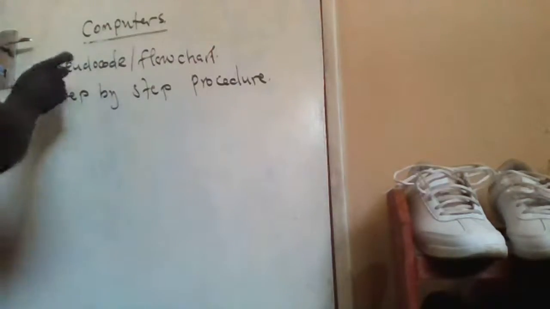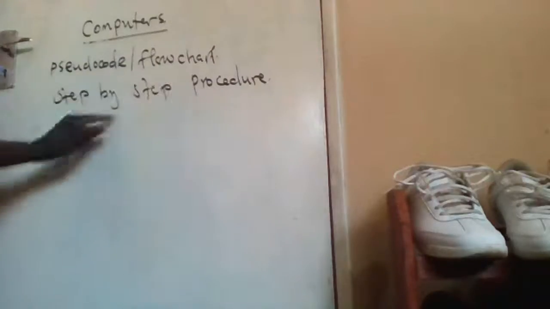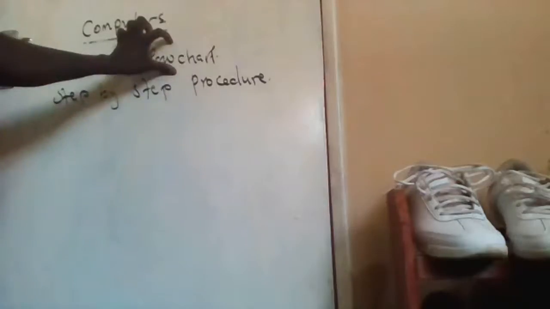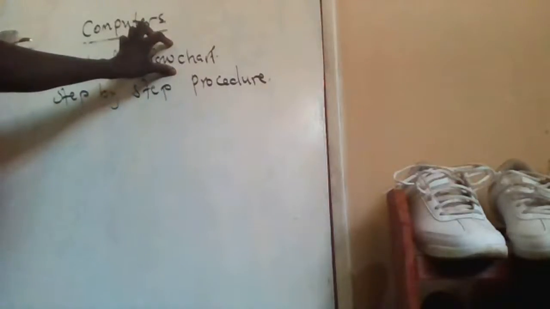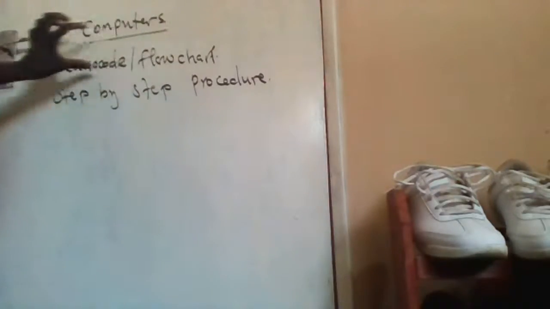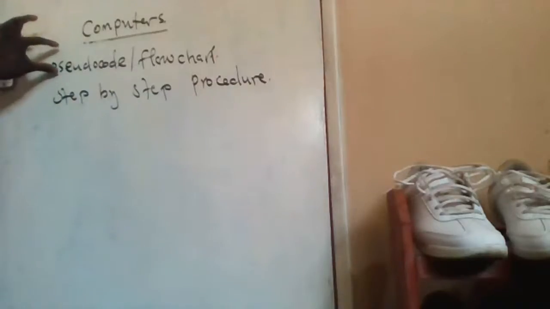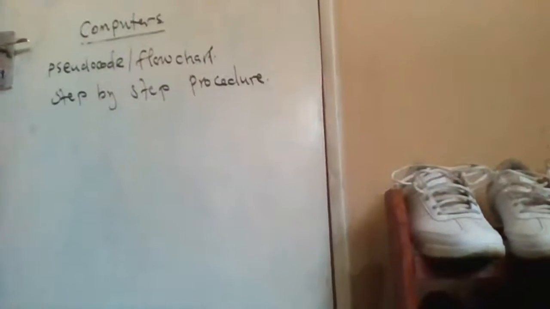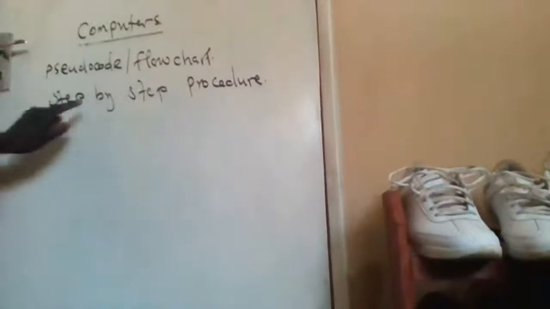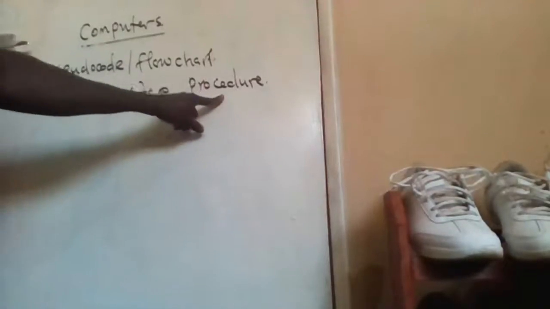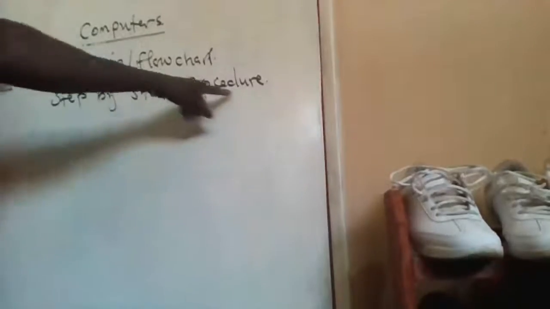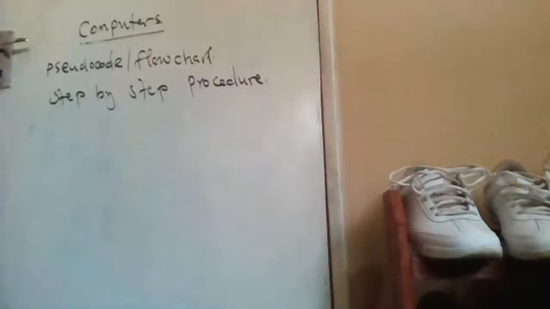So with pseudocode, at times they'll give you just procedures like that, then ask you to present that procedure in the form of a flowchart. Or at times they'll give you a flowchart, then you take it to the pseudocode. A flowchart, I would say, is a chart which indicates step-by-step procedures that you need to carry out. Be reminded that procedures are many.